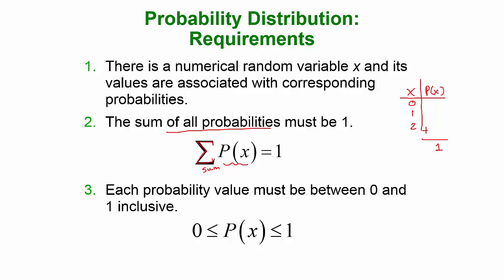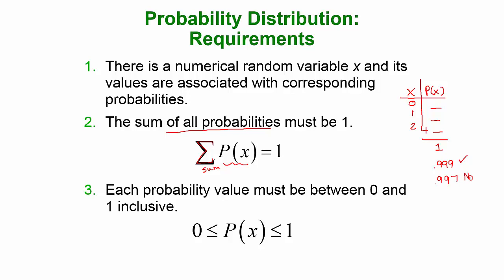Now many times because of rounding errors, you're going to have decimals here. And so as long as it's very close to 1, like 0.999, that's okay. But if you add up and you get like 0.997, no.